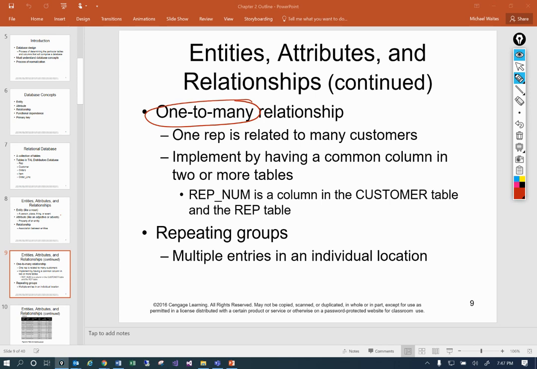So imagine you have two tables. In this first table, there will always be only one row of data that can reference several rows of data in the other table. So this is known as 1 to n, which means one to many. So you implement it by having a column in two or more tables.